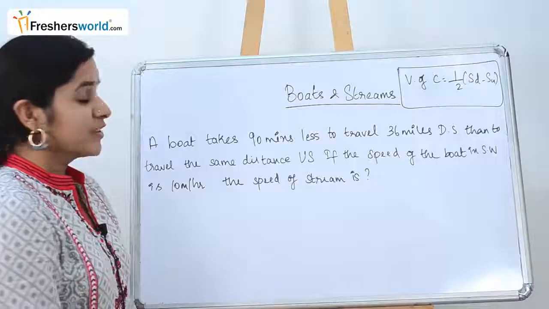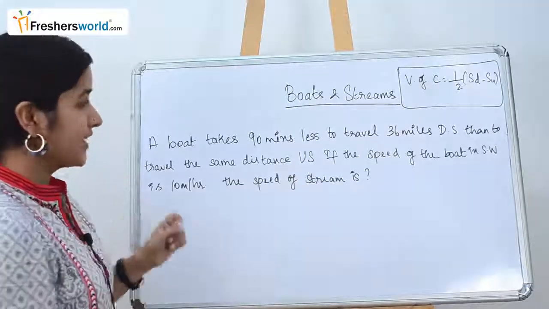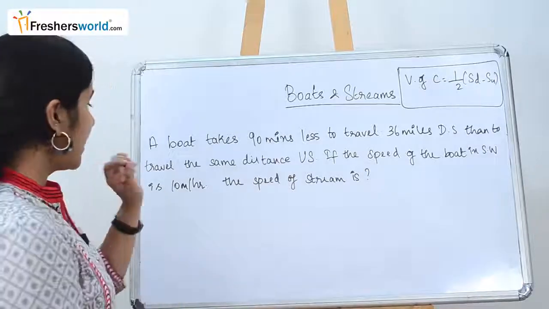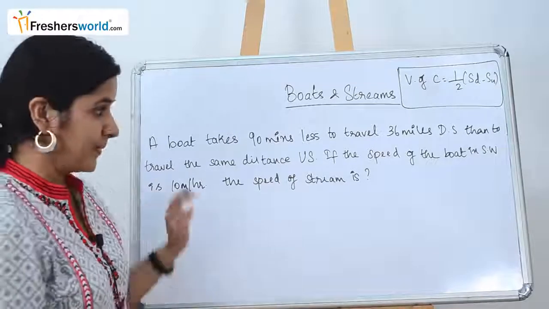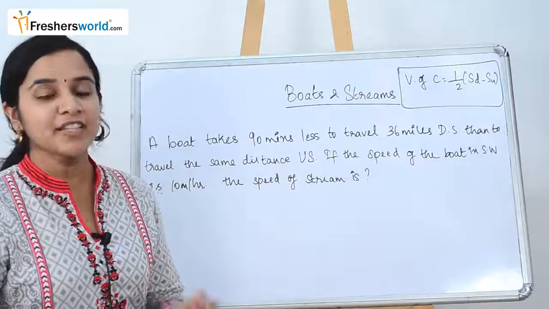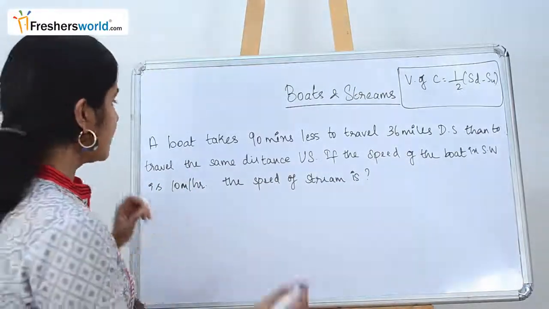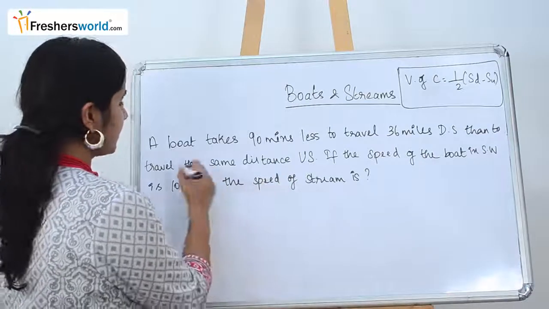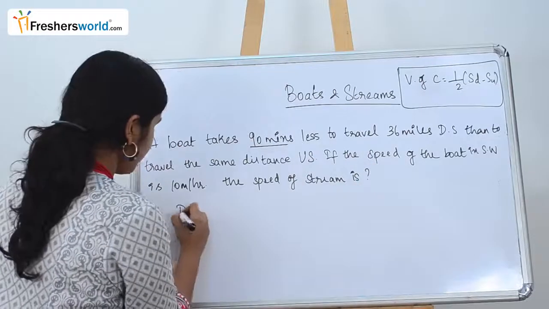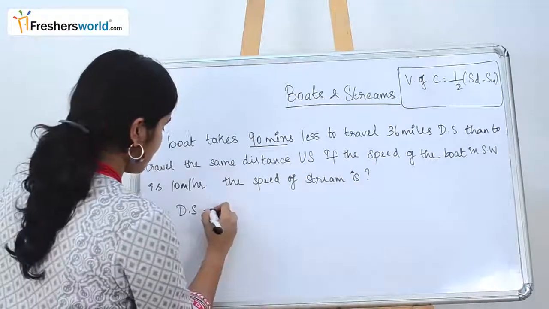Let's solve another sum. So the second question is, a boat takes 90 minutes less to travel 36 miles downstream than to travel the same distance upstream. If the speed of the boat in still water is 10 miles per hour, find the speed of the stream. So let's get started. So they have given that a boat takes 90 minutes less to travel 36 miles. So first we'll see the downstream speed and the upstream speed.